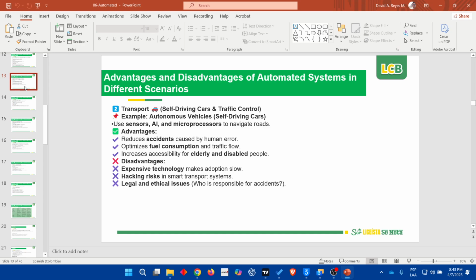Disadvantages: it's an expensive technology. You possibly may have hacking risk and legal and ethical issues. Okay, what happens if an accident happens? Who is going to be responsible for this?